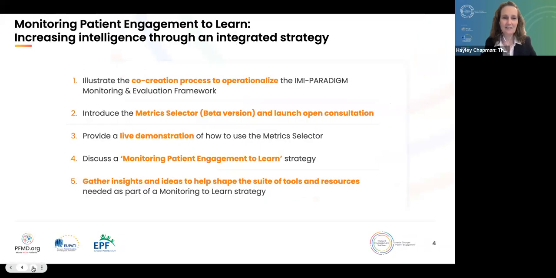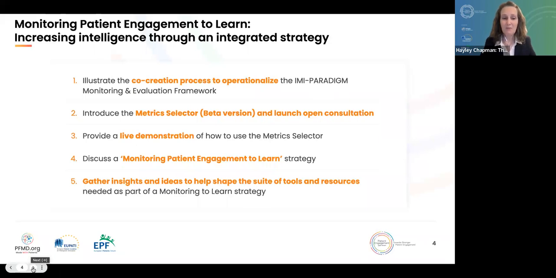So as we focus specifically on this particular session today, monitoring patient engagement to learn, we're really excited to be able to share with you the progress that has been made and the evolution of the IMI paradigm monitoring and evaluation framework to what we are now referring to as a beta version of the metric selector. We look forward to sharing a live demo with you about this, showing and illustrating some of the functionalities behind this tool, and really indicating how the metric selector can help you identify and really learn from the patient engagement initiatives that you might be engaged with from any different type of stakeholder perspective.